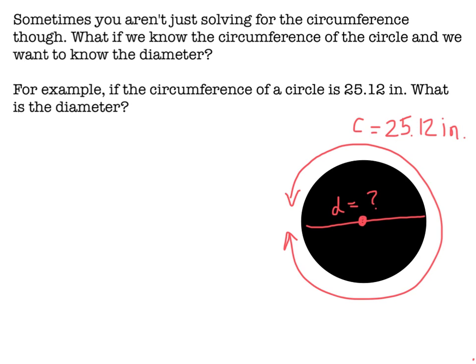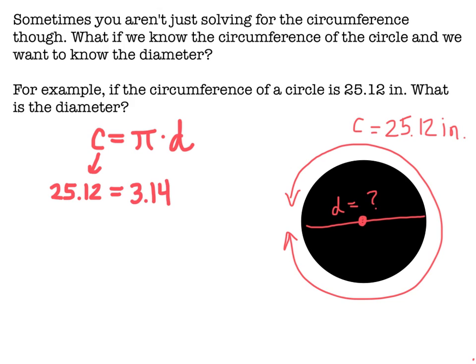So here's what we want to do. We want to use our circumference formula because we are talking about circumference. So circumference is equal to pi times the diameter. And so now let's go ahead and fill in what we know. We do know that the circumference is 25.12. We know that pi is equal to 3.14.